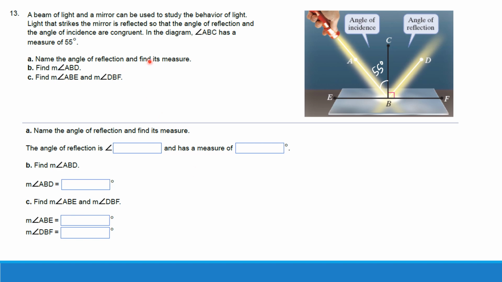We're asked to find the angle of reflection and its measure. So here we have the angle of reflection. The angle of reflection, according to the diagram, would be angle CBD. All right, so a couple of things that I'm noticing.